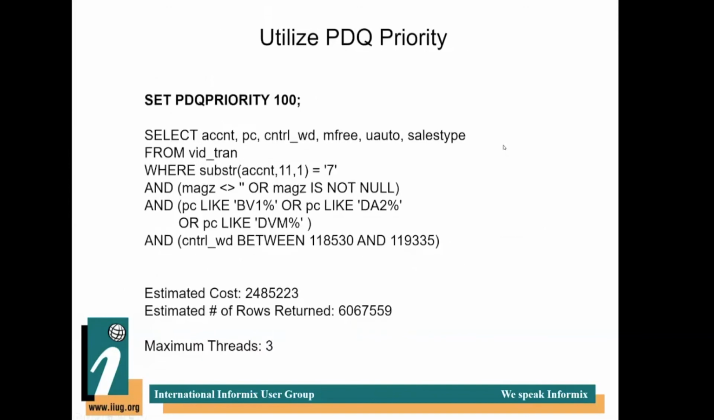Utilizing PDQ priority. PDQ is good to be used in creating indexes, but also good to be used for more DSS type queries where you're scanning a lot of data and you have fragmented tables. So here's a query where we're doing a select on a table with a where clause. And here you can see when you set PDQ priority, it's showing you can use a maximum of 3 threads. So it can run 3 operations in parallel to get you the data back quicker.